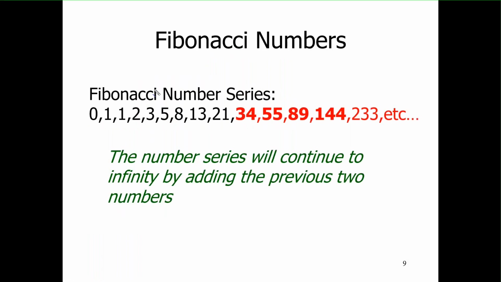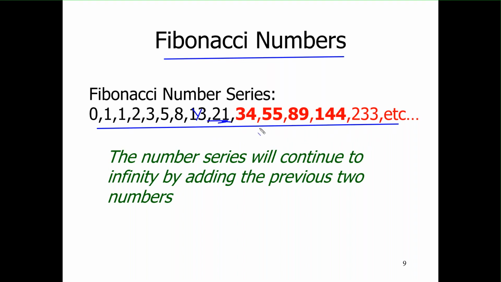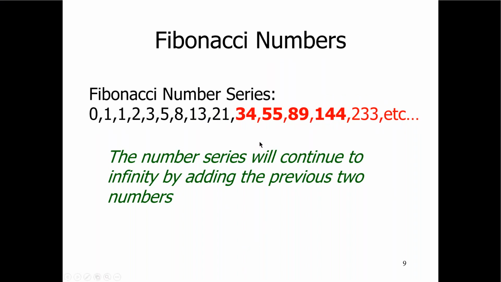I don't think I want to spend too much time on the Fibonacci numbers, but this is the basic number series where, let's say, you multiply 13 by 1.618, you're going to get 21. So basically inside of this number series is the golden ratio, or 0.618. I don't actually use these numbers. I use the ratios derived from the number series.